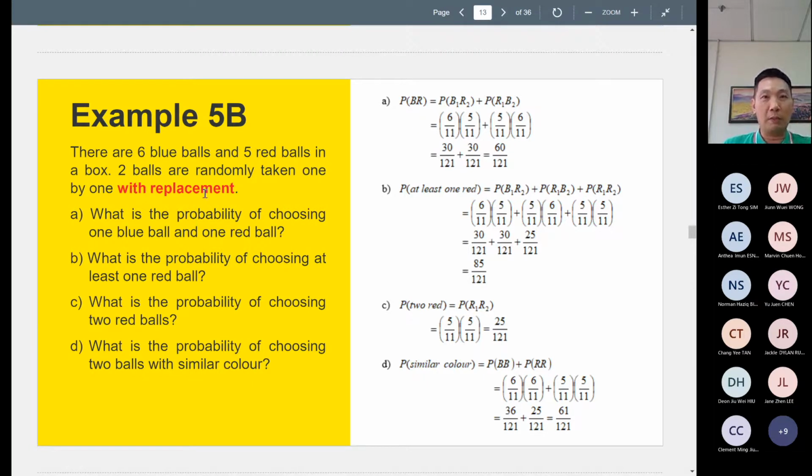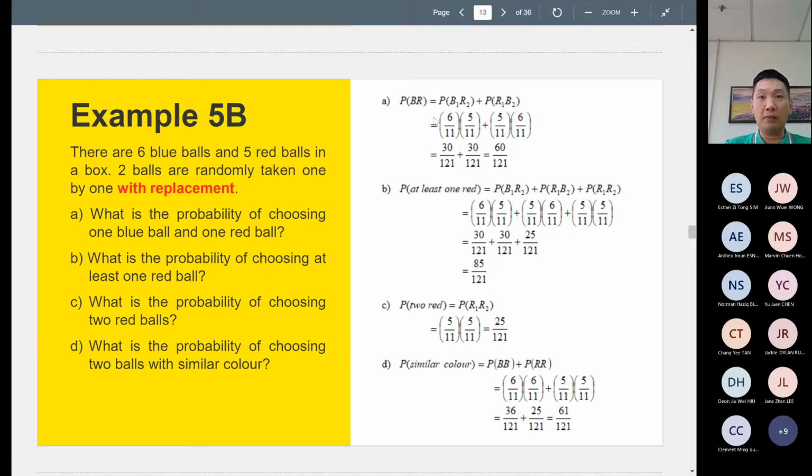And this one is with replacement. That means after choosing the first ball, return the first ball before choosing the second ball. And then after choosing the second ball, return the second ball inside the box again. And that is the meaning of with replacement. Okay, so let's see the question. Same question. What is the probability of choosing one blue and one red? Also the same. There will be two possible combinations. Can be the first ball is blue, second ball is red, or first ball is red, second ball is blue.